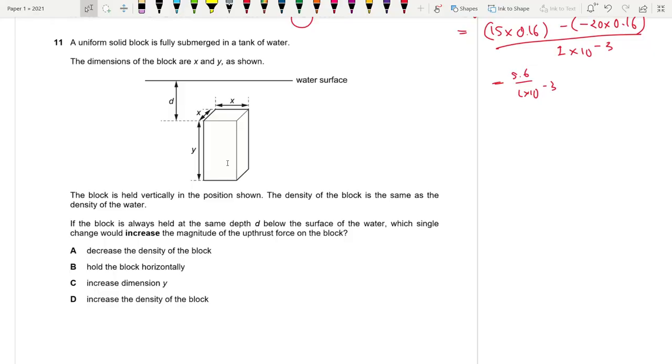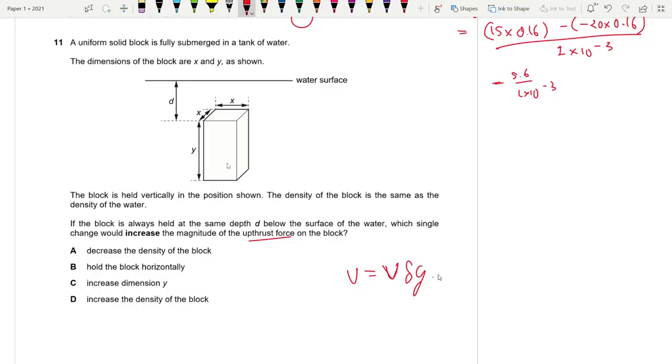A uniform soil block is fully submerged in a tank of water. The dimensions of the block are x and y as shown. The block is held vertically in the positions shown. The density of the block is the same as the density of the water. If the block is always held at the same depth below the surface of the water, which single change would increase the magnitude of the upthrust? Check this out, guys. Upthrust is equal to V rho g.